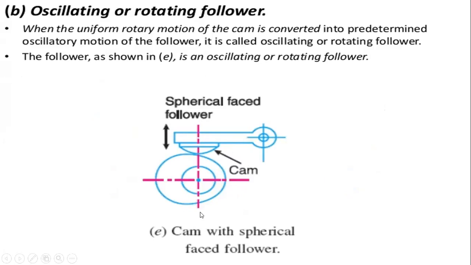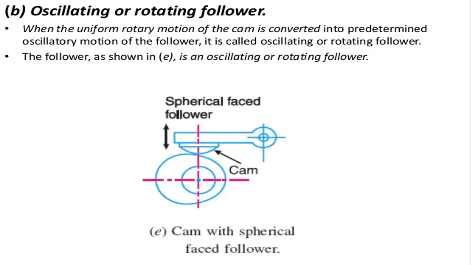Second one is the oscillating or rotating follower. In this oscillating or rotating follower, when the uniform rotary motion of the cam is converted into predetermined oscillatory motion of the follower, it is called oscillating or rotating follower. Generally, in these types of followers, the rotary motion of the cam is converted to the oscillatory motion of the follower.